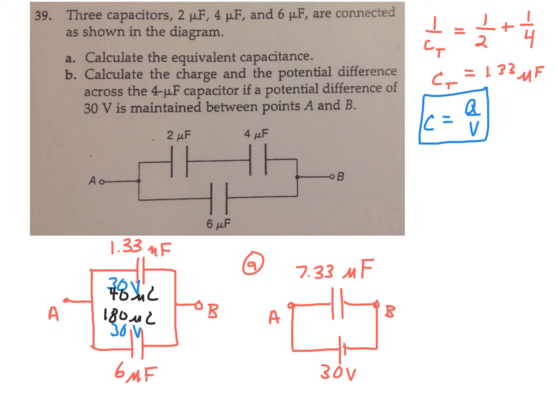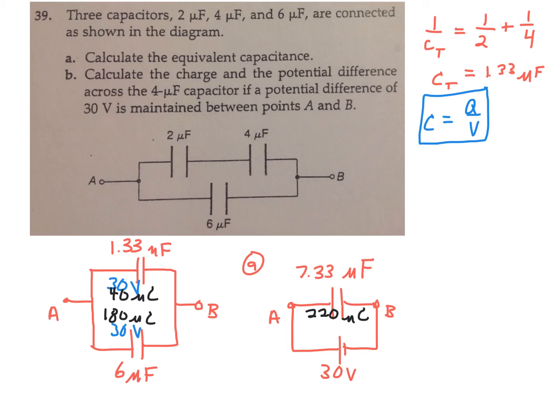When you multiply 30 times 1.33, you get 40. If you want to check that, go to that last diagram in part A. If you plug into C equals Q over V for that, you would have gotten 220 microcoulombs of charge on that capacitor if you take 30 times 7.33. And now we notice that the 40 and the 180 in the lower left here add up to 220. So the total charge on the two capacitors equals the total charge on the single capacitor that replaces it. That's a good check.